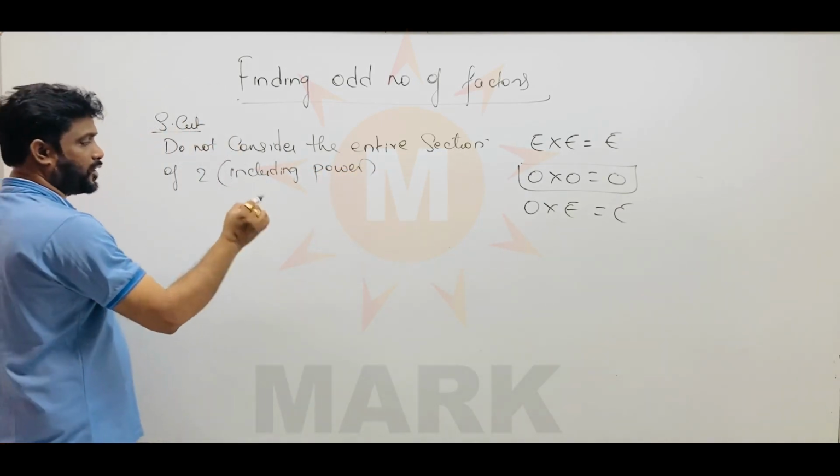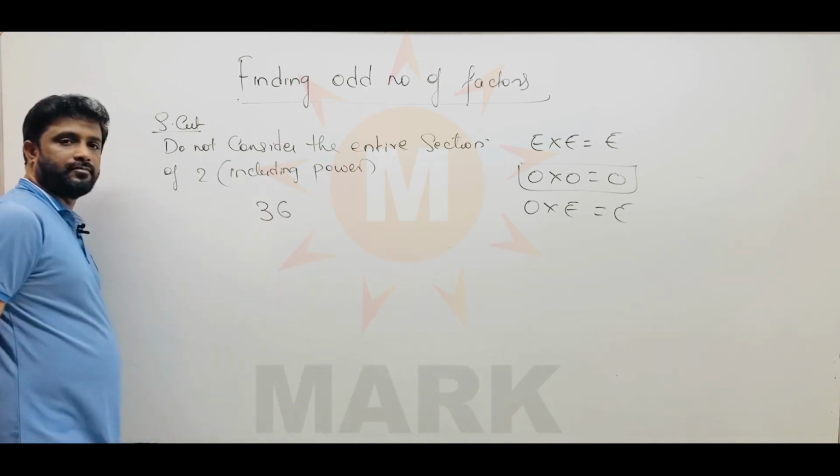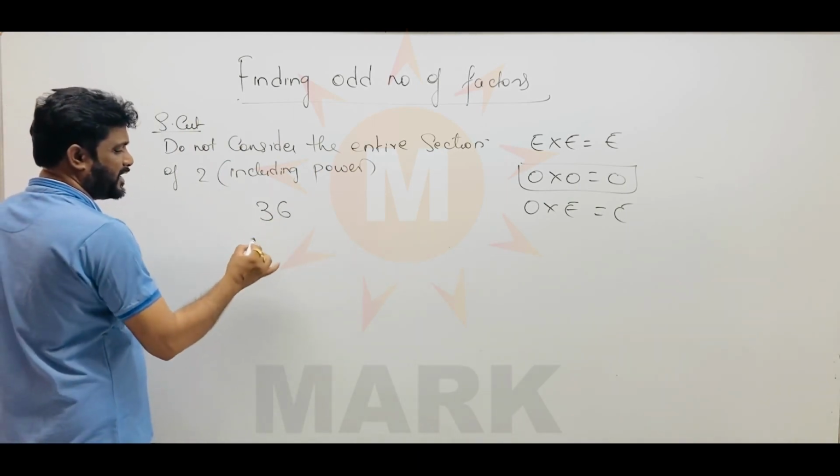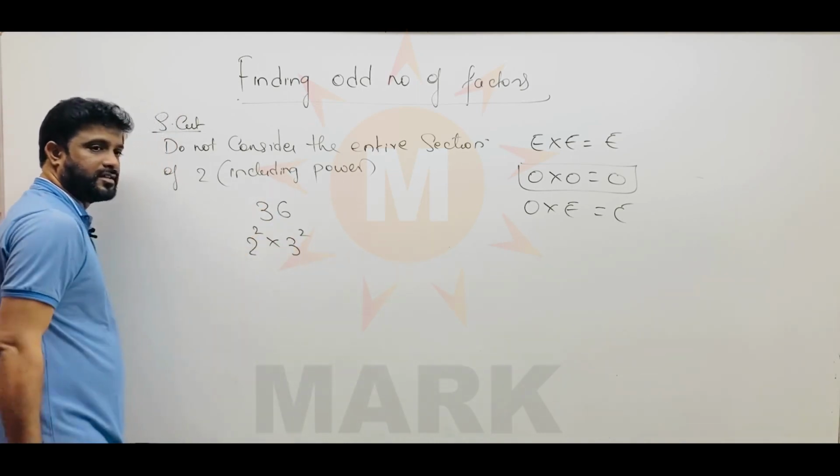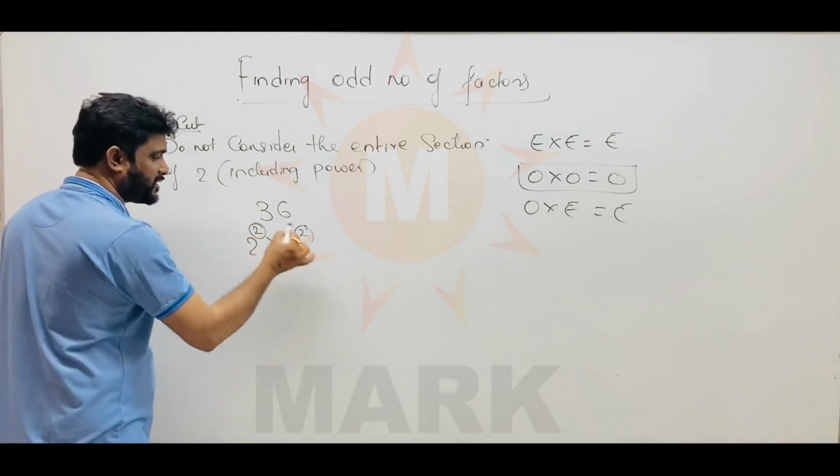But suppose, as a shortcut, I am telling you 36 is there. Now what we need to do, we can write it as 2 square into 3 square. That is the prime factorization form. 4 into 9 is equal to 36. Then what we do, we take the powers.